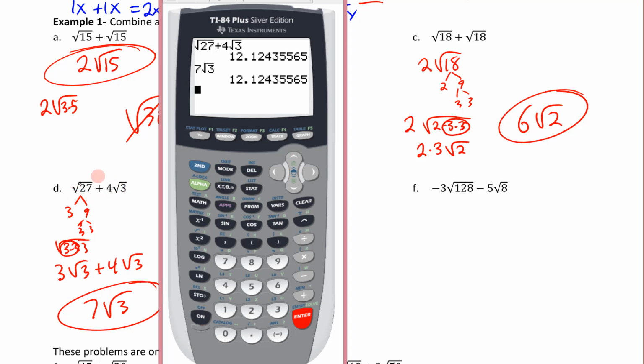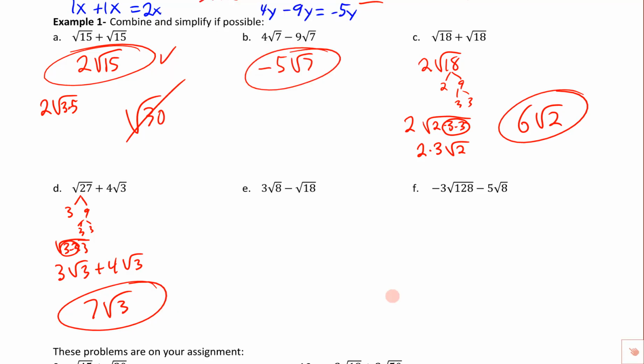So this is the original expression, but this is the simplified expression. And I think you'll agree that this is a lot easier to write than the original problem. Okay, let's take a look at the next one. We've got 3 radical 8 minus radical 18. Again, please don't give up on them. Let's simplify these first before we make a decision.